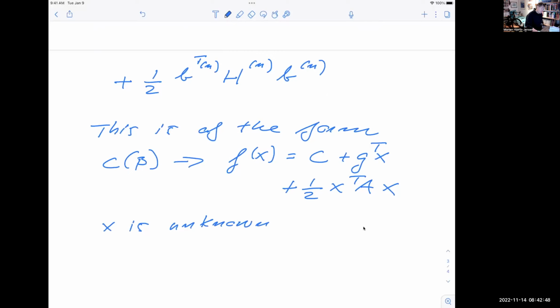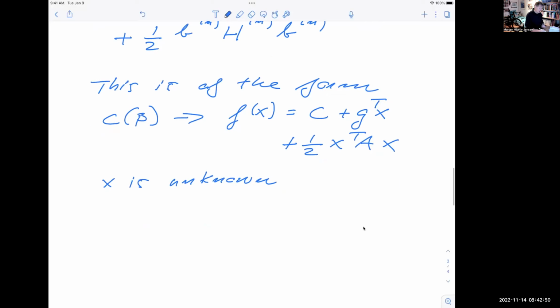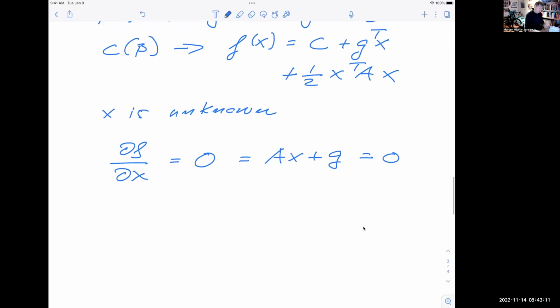Now, what our problem corresponds to, when I take the derivative of df/dx, and these are matrices, and we want this to be 0, is the same as saying that A times x plus g is equal to 0. And that means that we have a problem which we have seen many, many times before in linear algebra. We have that A times x is equal to minus g.